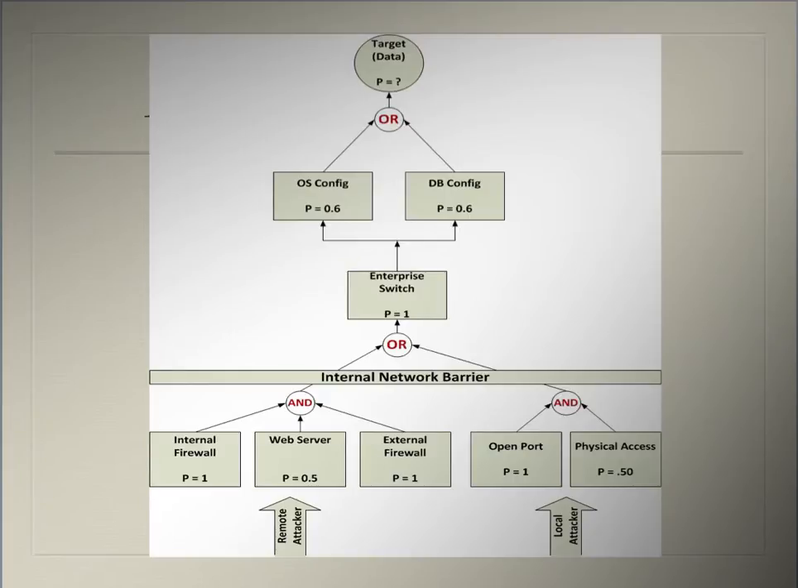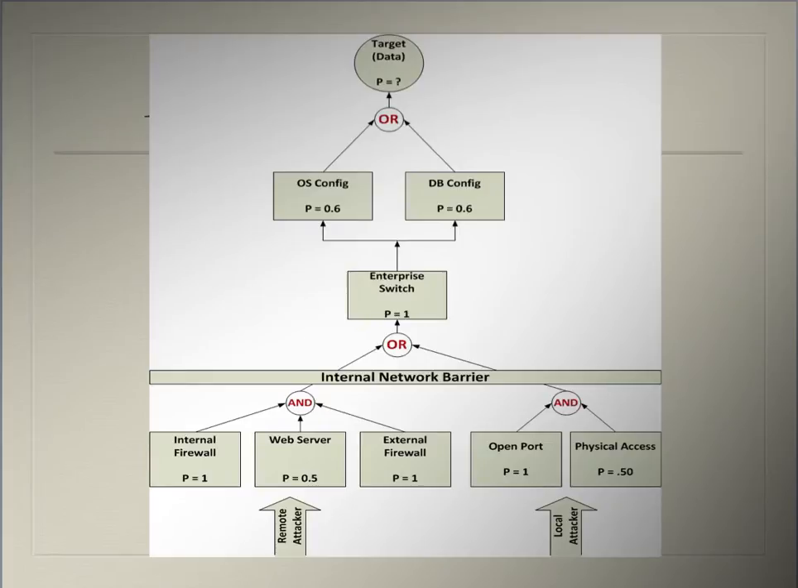Once we hit the enterprise switch, there's a 100% probability of getting to the network, or to the server. The reason for that is because the database network is not segmented. Once you have access to the enterprise or core switch, you have access to all devices in the data center. So once you get to the switch, there's a 100% possibility to get to the server.